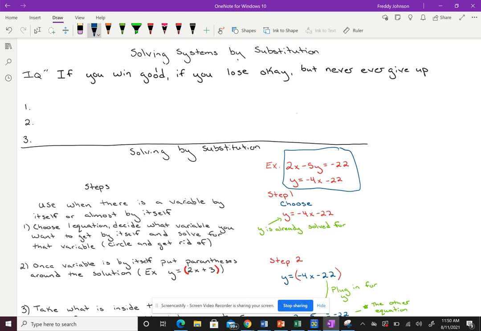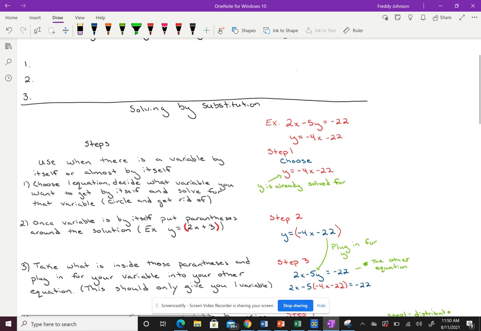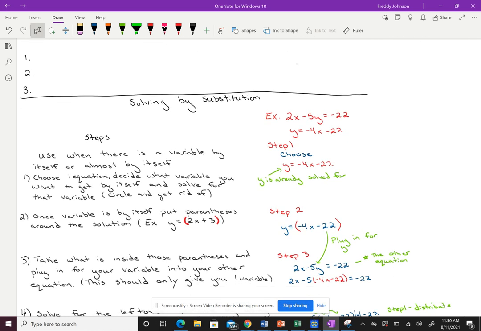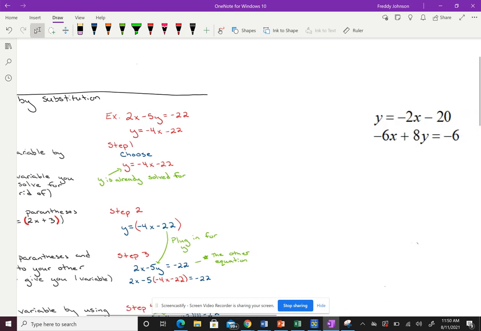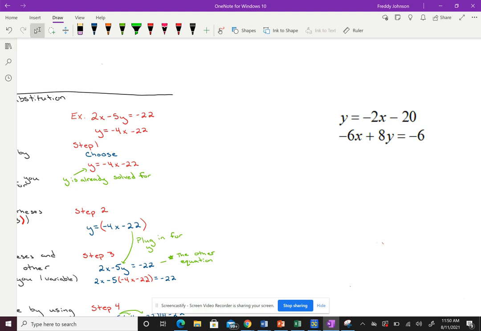This problem right here is already done for you, and I'll do two more problems so you can see it. But really, what we're trying to do with substitution is solve just one of the equations for one of the variables. Then I'm able to replace that variable in the other equation to get rid of it. Hopefully this makes sense. Like I said, this one's already done for you, so I'm going to come over here and do it so you can see how we're doing it.